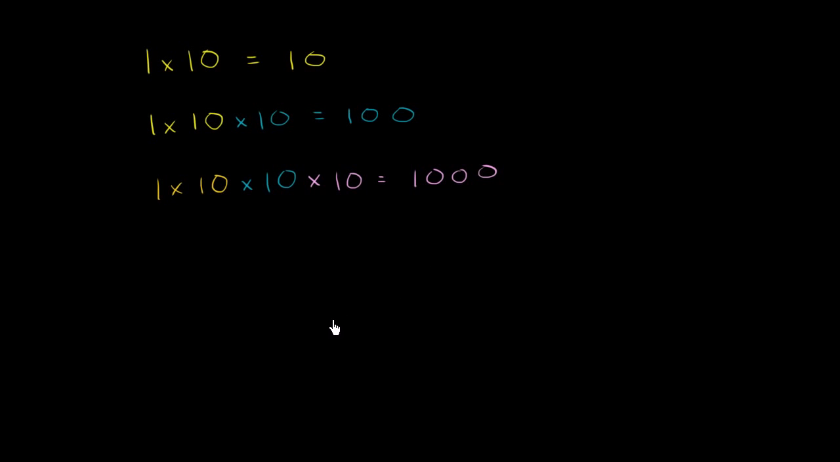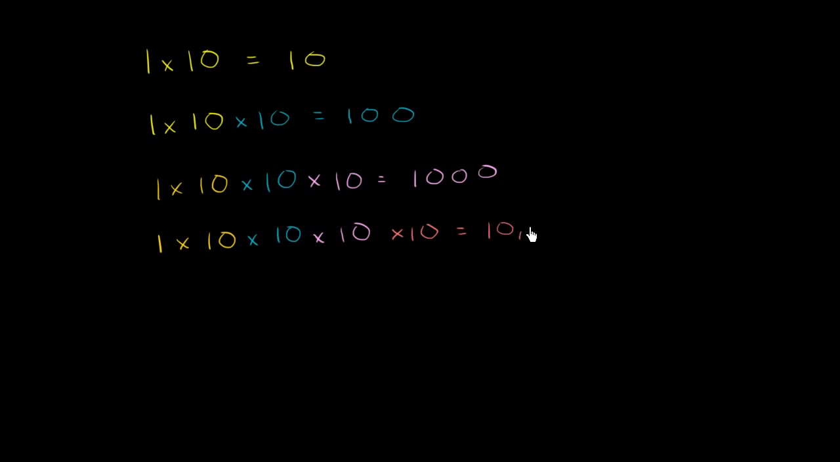Let's do it again, although this looks like a pretty clear pattern. Let's multiply by 10 4 times. So we'll start with a 1. We'll multiply by 10. That's our first 10. Then our second 10. Then our third 10. And now our fourth 10. Well, what's this going to be equal to? Well, it's going to be this thing times 10, or 1,000 times 10, which is 10 thousands.